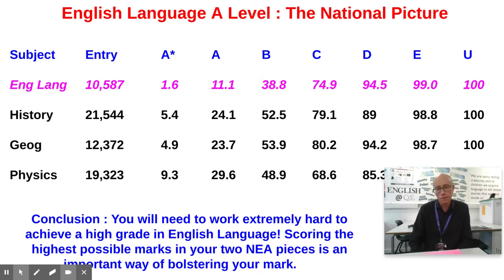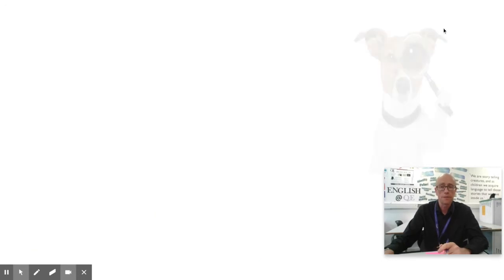Okay, and one way of doing this is, of course, scoring the highest possible mark that you can in your two NEA pieces. It's a really important way of bolstering your mark, and it's something that you've got complete control over. Unlike an exam where they can throw you anything, with this, you are completely in control of the operation. Okay, so you're going to enjoy it, you're going to work hard on it, and it's going to make a big difference to your end grade.